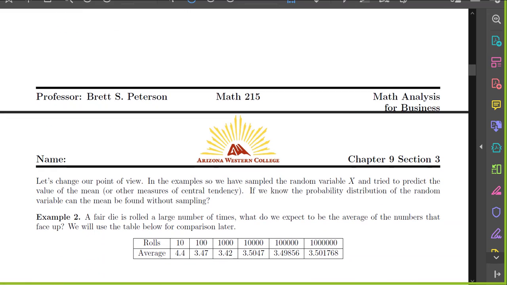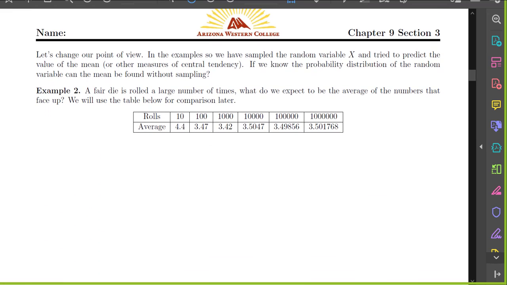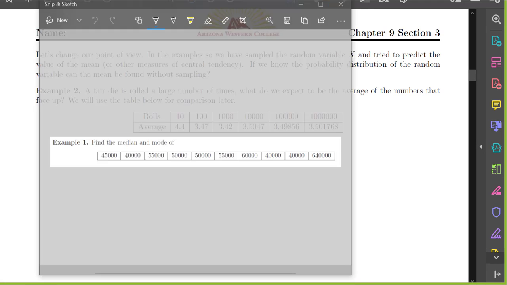All right, so let's change our point of view. In the examples so far, we have sampled the random variable x and tried to predict the value of the mean or other measures of central tendency. If we know the probability distribution of a random variable, can the mean be found without sampling? Well, that's a good question.